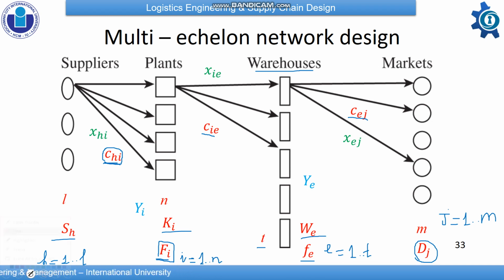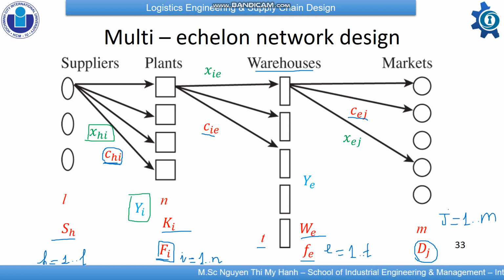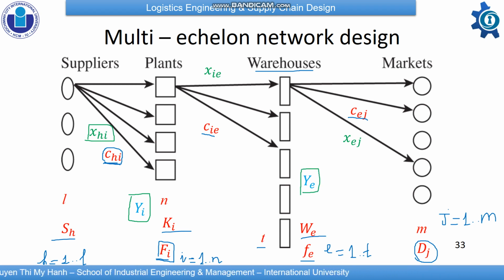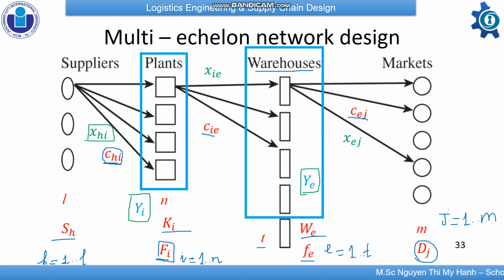So what do we want to determine? First, we want to determine if we should open factory i or not, and should we open warehouse E or not. So how many plants, how many factories should we open, and how many warehouses should we open. If we open factory i, y_i will equal to 1.